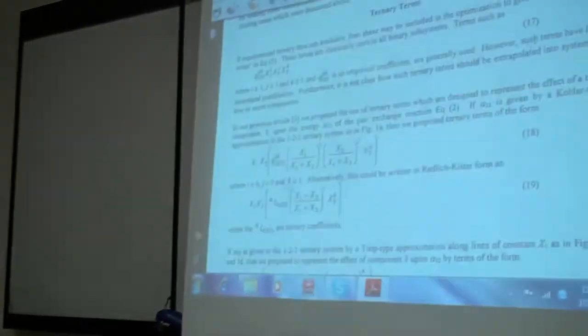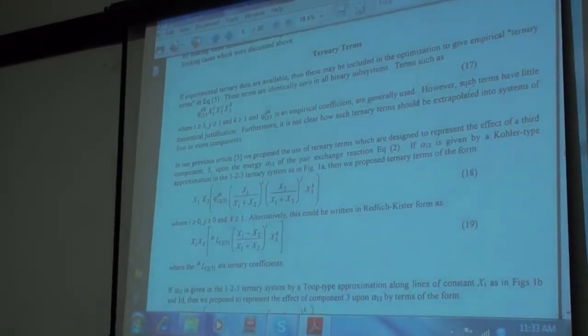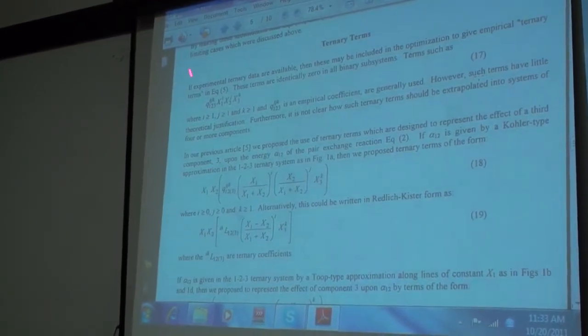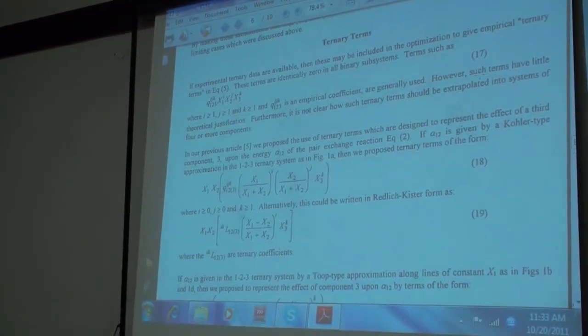So how do we add ternary terms? The ternary terms, of course, have to be zero in the binary systems, and they should have some sort of logical rationale. So if experimental ternary data are available, then these can be included to give empirical ternary terms. The terms must be zero in all binary subsystems. Terms like this can be used.